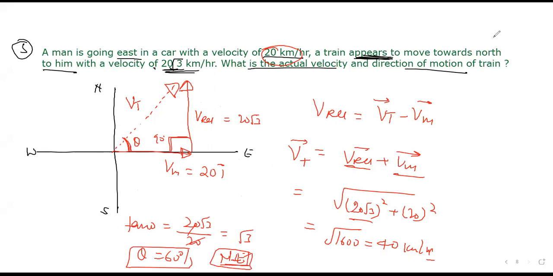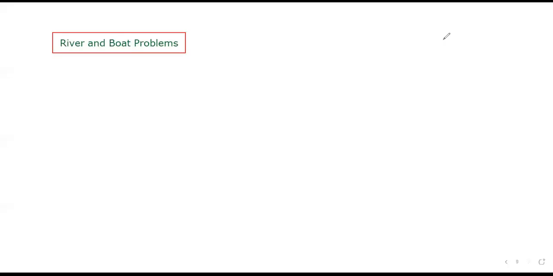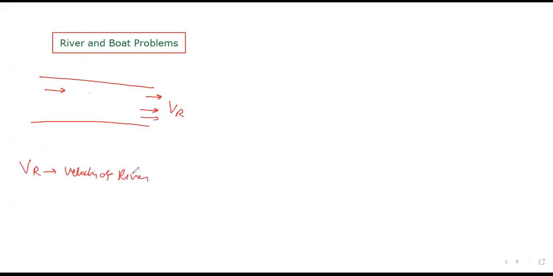Now we have one more type of question, called the river and boat problem. Let's understand that. In the river and boat problem, what happens? There will always be a river, and the river is moving with some velocity. The river velocity will be given, and we call it VR, V river, the velocity of the river.